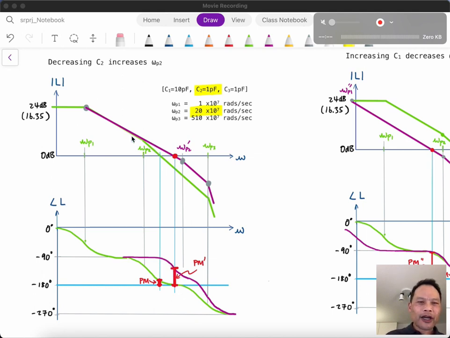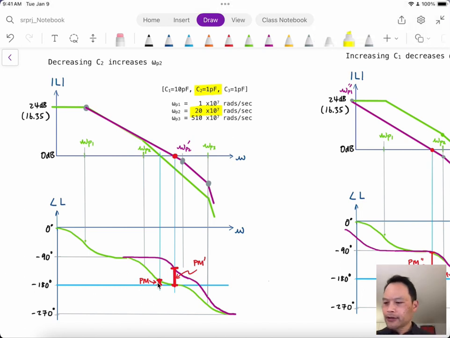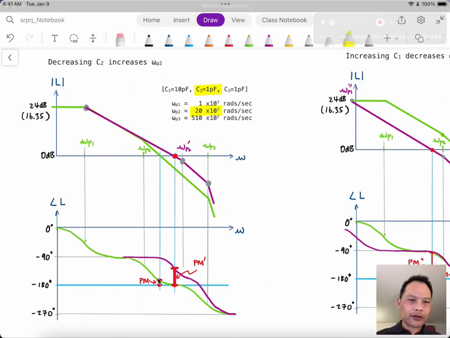Compared to the original curve in green with the small phase margin, by increasing omega P2, in this purple line, at the unity gain frequency, we can see that the phase has extended out higher. So now the phase margin taken at the unity gain frequency is larger than before. Okay? And that's one way we can solve it.